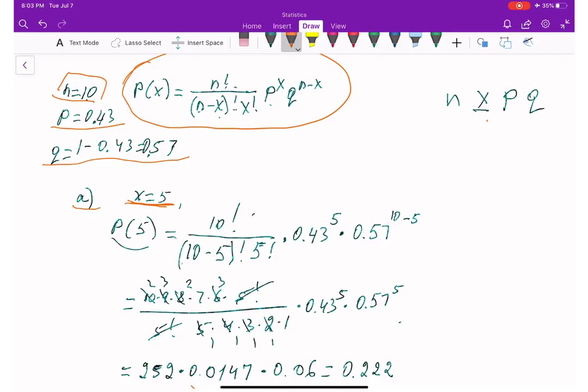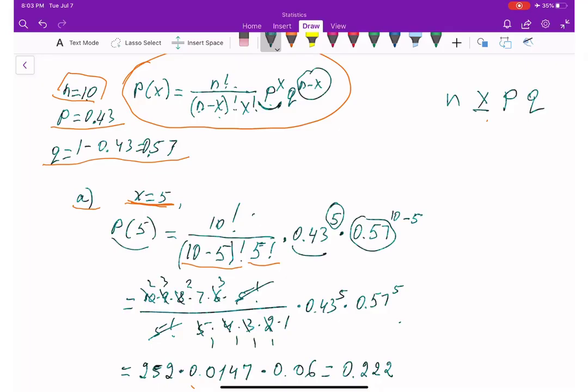10 minus 5 factorial. And then times x factorial, since x is 5, so 5 factorial. Next, here we have in this formula, p to the power x. So how much is our p? 0.43, the probability of success. 0.43 to the power x. Since my x is 5, I'm writing down power 5. Next, q, I have 0.57 to the power n minus x. N is 10, x is 5, 10 minus 5.